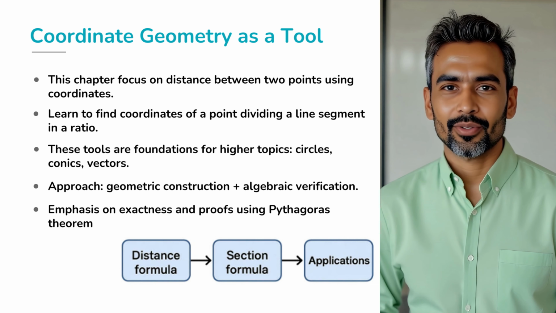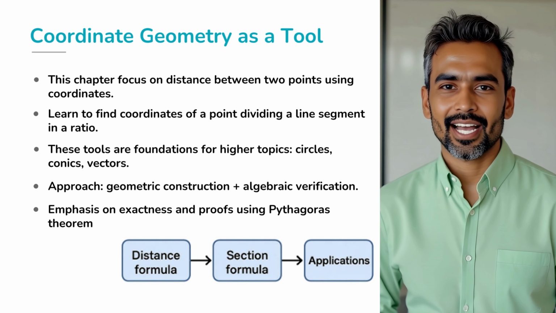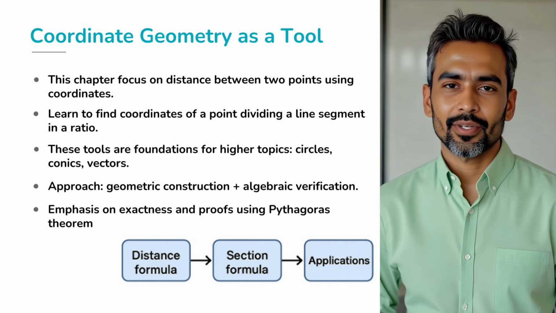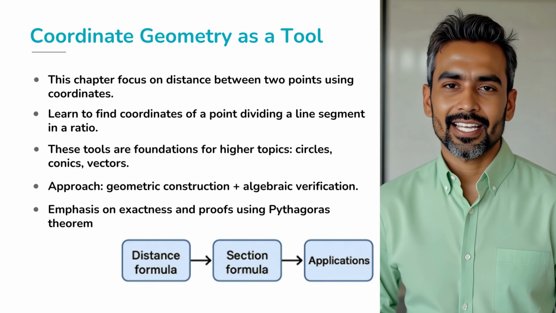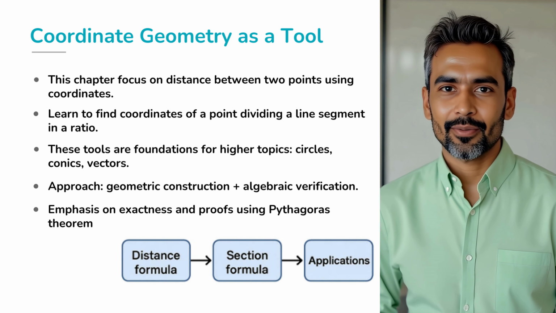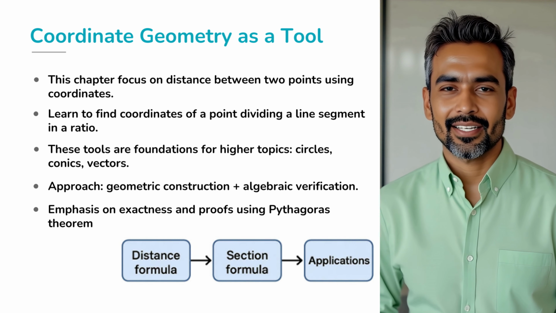So what's in store for us in this chapter? First, we'll learn the distance formula, which tells us how to calculate the distance between 2 points when their coordinates are given. Second, we'll explore the section formula, which helps us find the coordinates of a point dividing a line segment in a specific ratio. These may sound basic, but they're foundational. They prepare us for circles, conic sections, vectors, and even three-dimensional geometry.